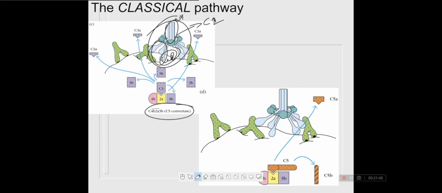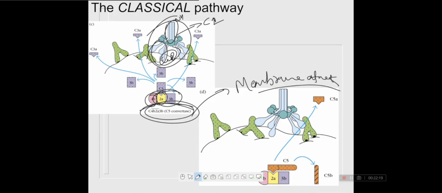They activate the C4. First activate what? C4 will be activated. When C4 is activated, it activates C2. When C2 is activated, it activates C3. When C3 is activated, they form a C5 convertase. When this C5 convertase is formed, it acts like a membrane attack. What? Membrane attack. Clear?